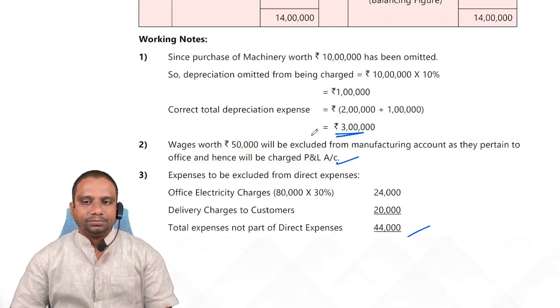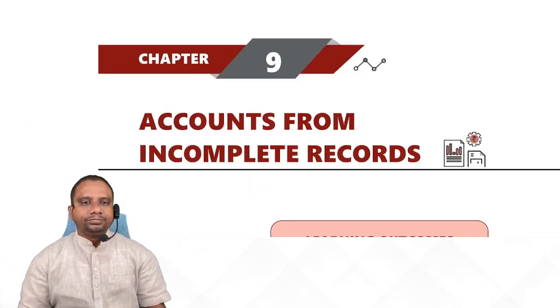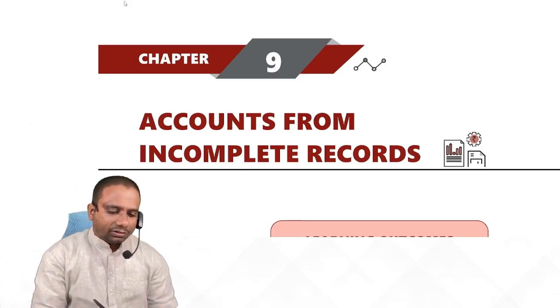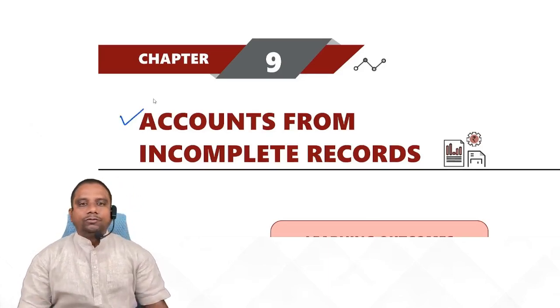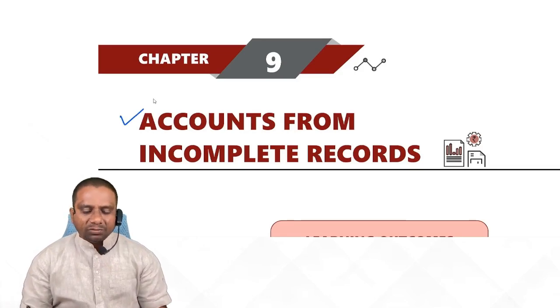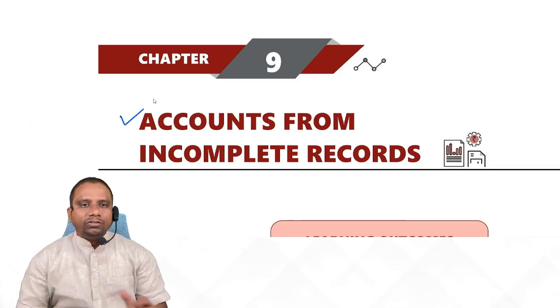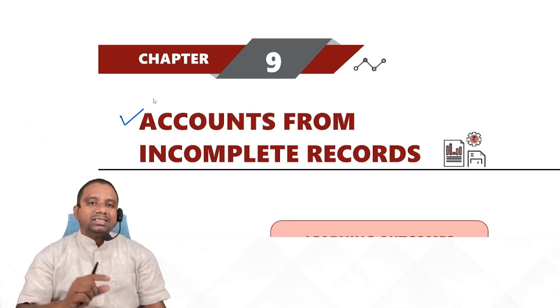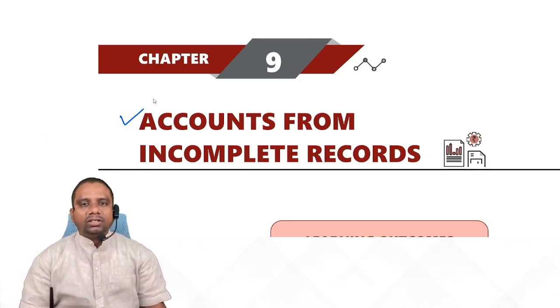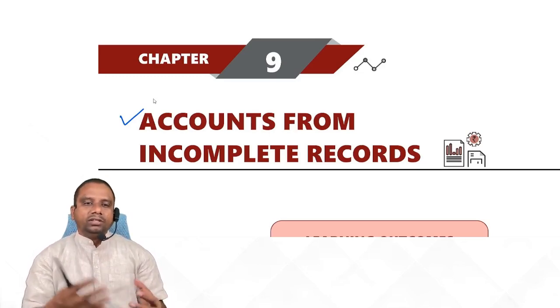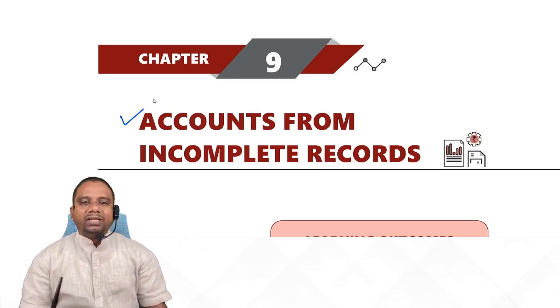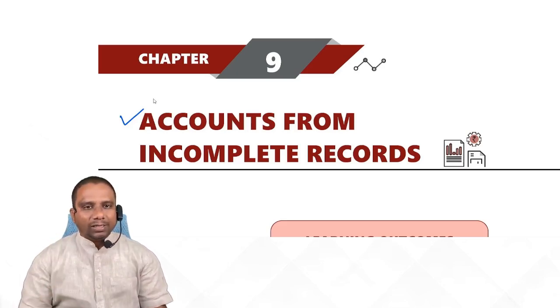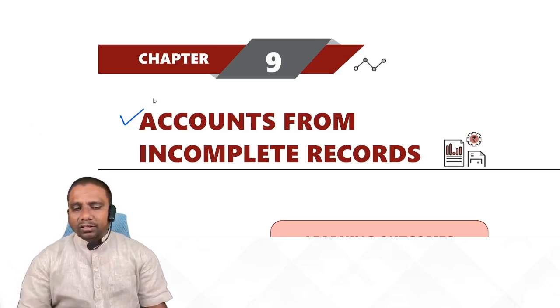Our next chapter is accounts from incomplete records. In this chapter, we calculate profit or loss of the business by following two methods. One is statement of affairs method, another one is conversion method. Under statement of affairs method, we simply calculate opening capital and closing capital. By comparing this opening capital and closing capital, we calculate the profit.